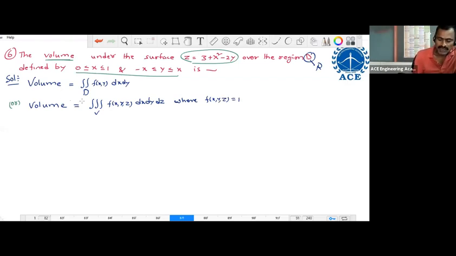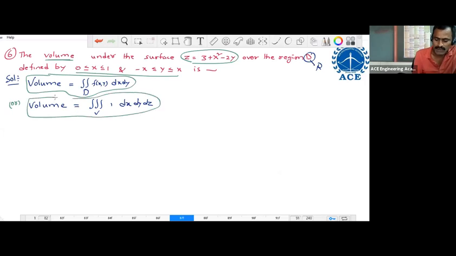To find the volume of the region, we can use triple integral or double integral, but the function should be 1 only. So instead of writing the function directly, we write 1 here. That's to find the volume. If we want to consider double integral, we consider it like this. And to find the same volume using triple integral, we consider the triple integral like this. It is the only difference. Whatever we choose, we get the same answer.